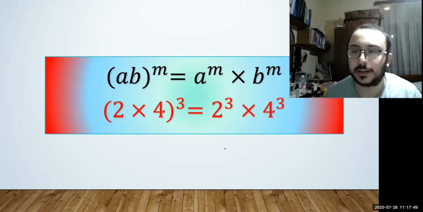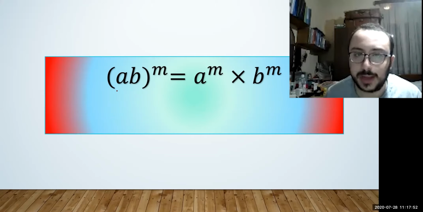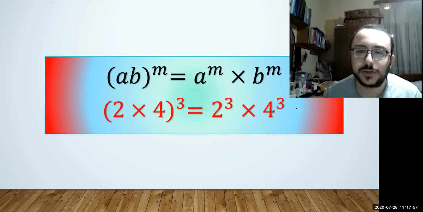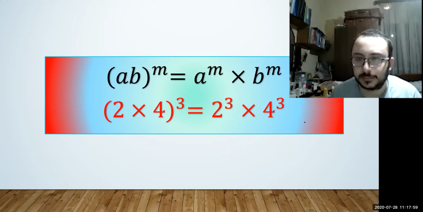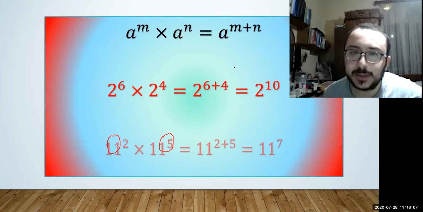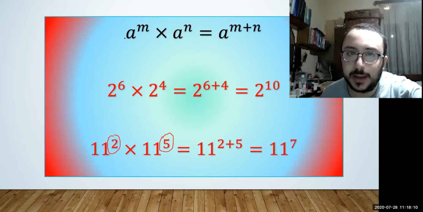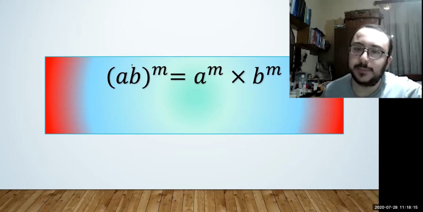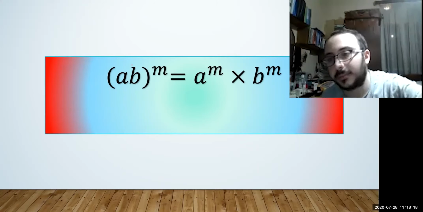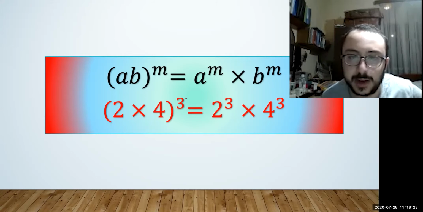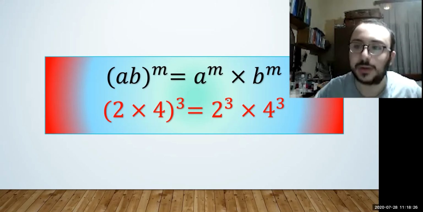Is this one clear? When we have two numbers multiplied and they have the power, we give the power to each of them and we multiply them. Okay, don't confuse this with the first one, which is when we add powers. There we add powers because it's the same number and different powers. Here it's not the same number. Here it's A, B, two different numbers with the same power, in this case power 3. So we give the same power to both numbers.